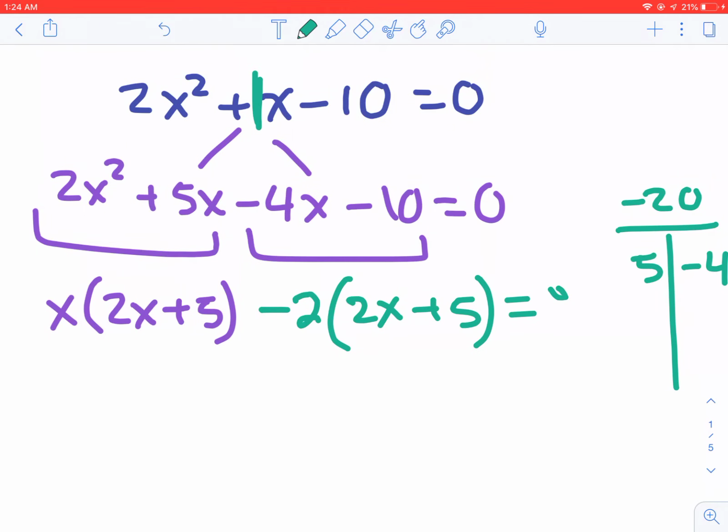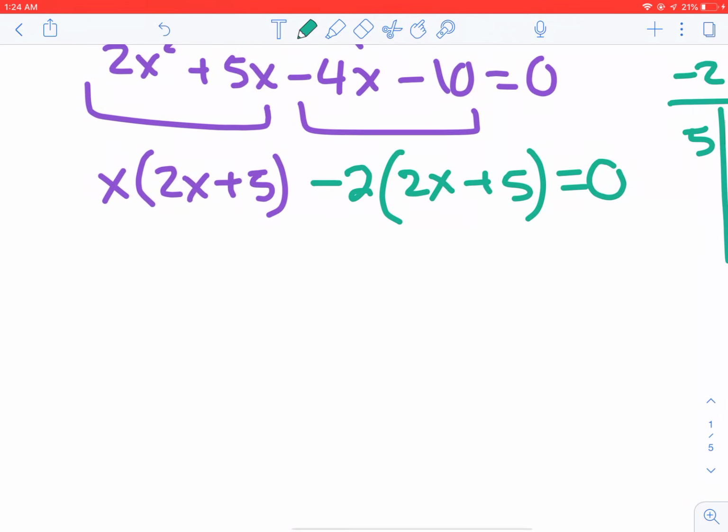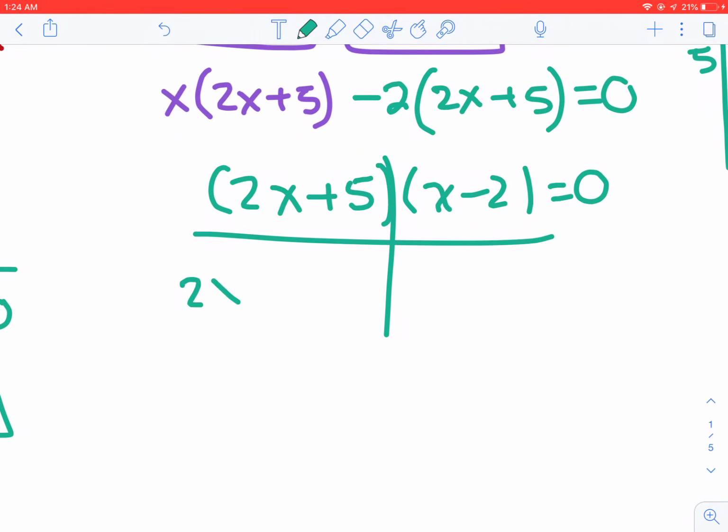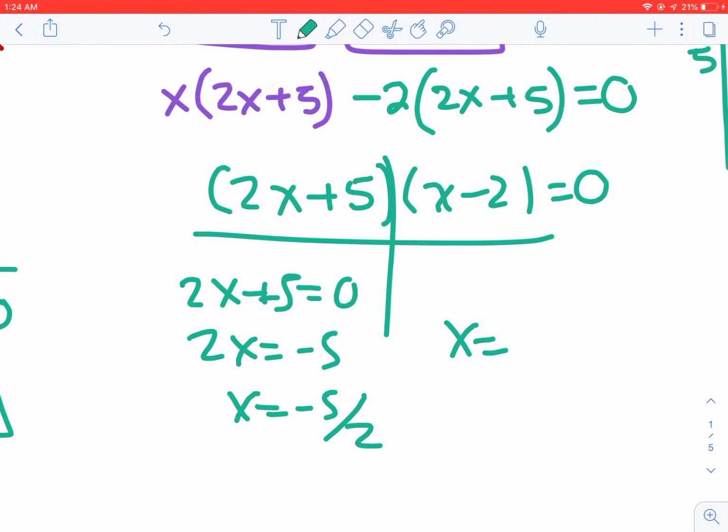And again, these parentheses better be the same. If they're different, go back and check your work, because something must have happened. All right, so we get 2x plus 5 times x minus 2 equals 0. Tee it off. 2x plus 5 equals 0. 2x equals negative 5. X is negative 5 halves. And over here, x equals 2.